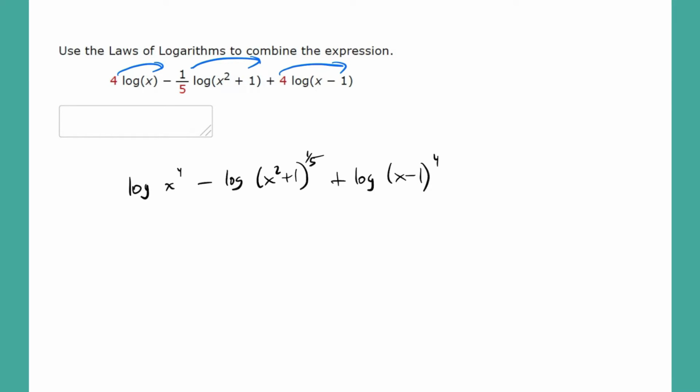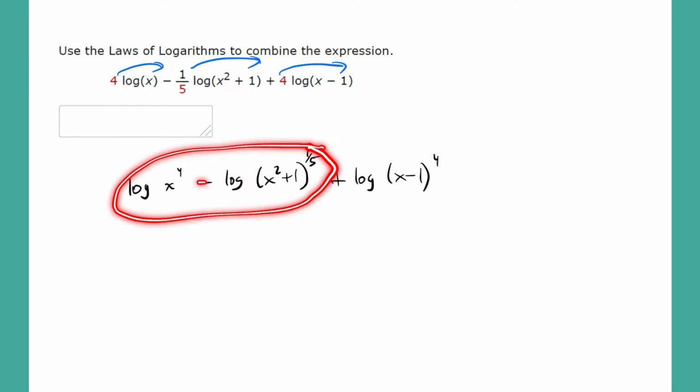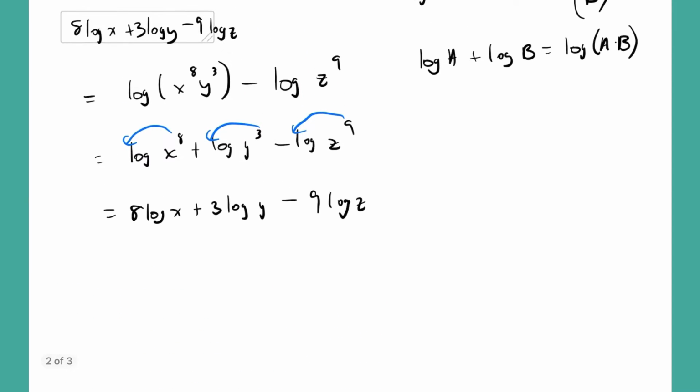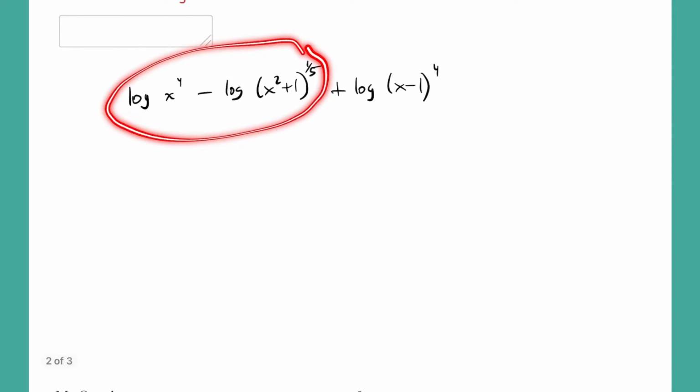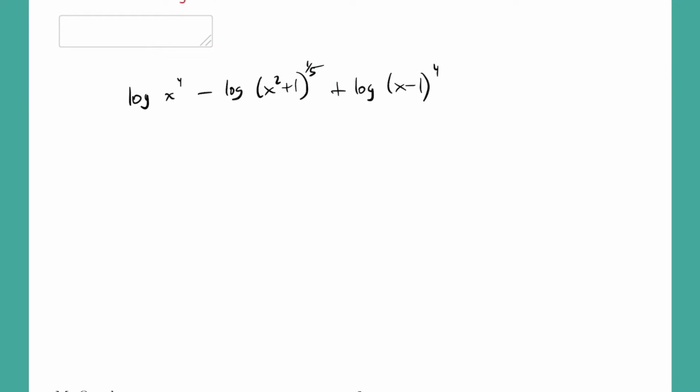Then we can combine these two logs into a single log. Because of the subtraction, that means we're going to be dividing. So let's condense those two into one. That's going to become log of x to the 4th over, and then we can also convert this into a radical, the 5th root, because of the 5. So 5th root of x squared plus 1.